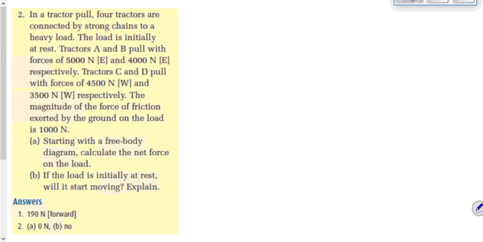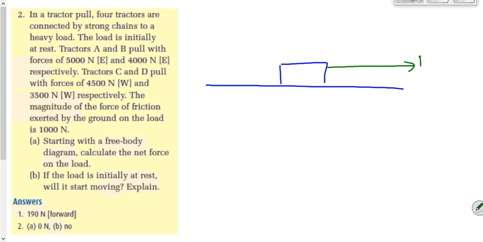The load is initially at rest. So let's draw this. Let's start drawing this at least here. There's the heavy load. We don't know what its mass is yet, but we know that it's sitting there on the ground. Yeah, Laura? Tractors A and B pull with forces of 5,000 newtons and 4,000 newtons to the right, or to the east, I should say. So let's say FA.